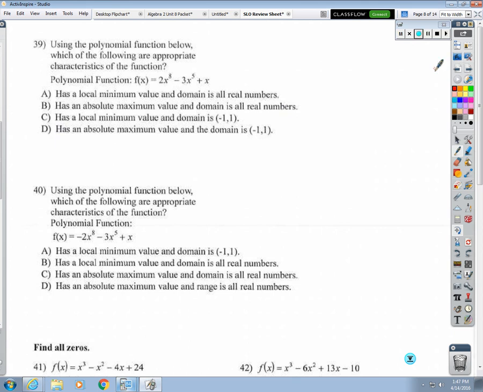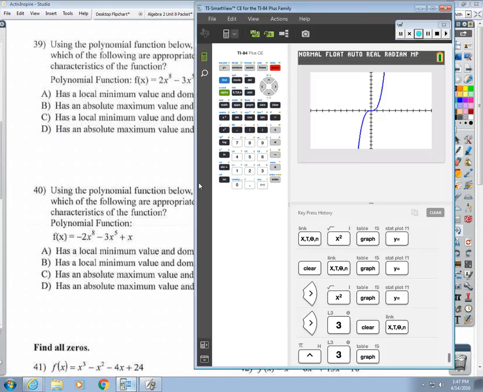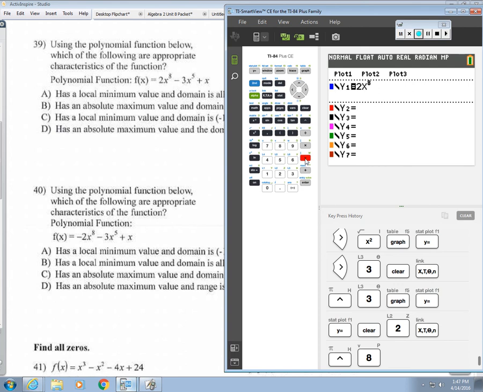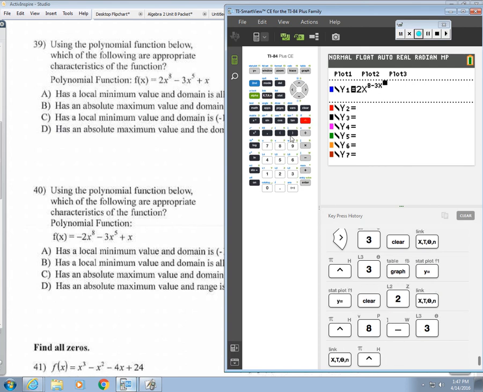Number 39. Use the polynomial function below. Which of the following are appropriate characteristics of the function? The first thing you should do to start this is graph this polynomial function. Okay, so y equals 2x to the 8th power minus 3x to the 5th power.